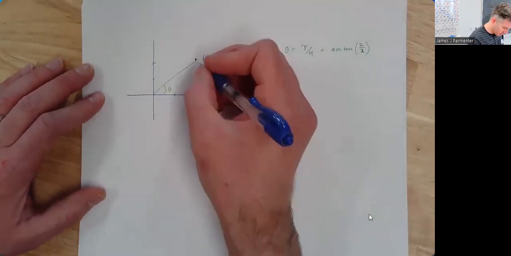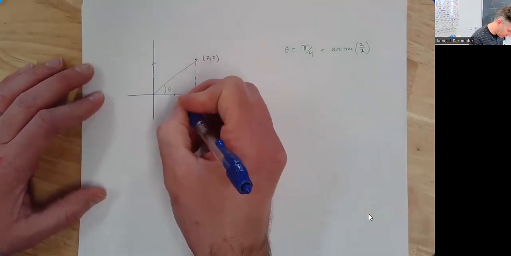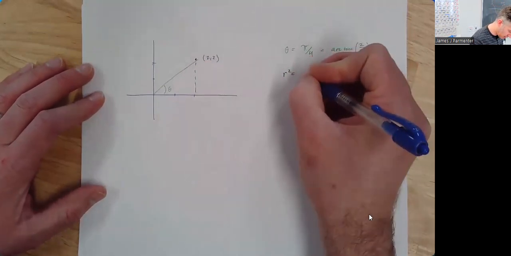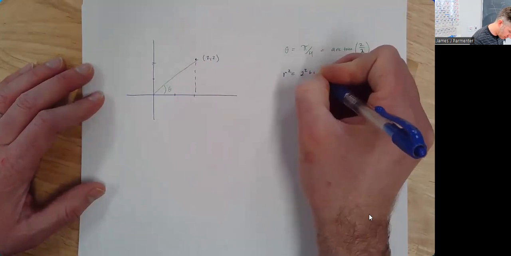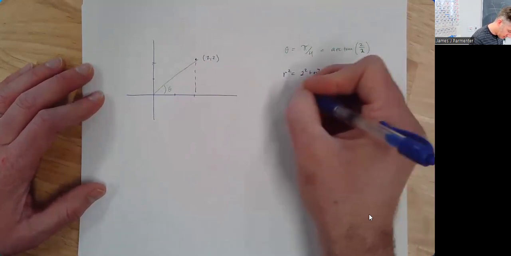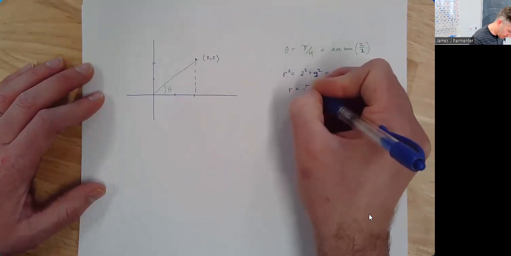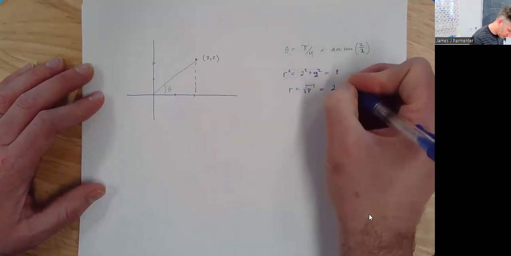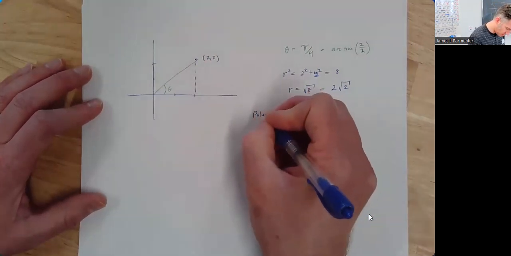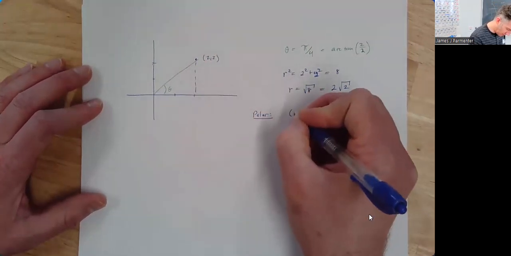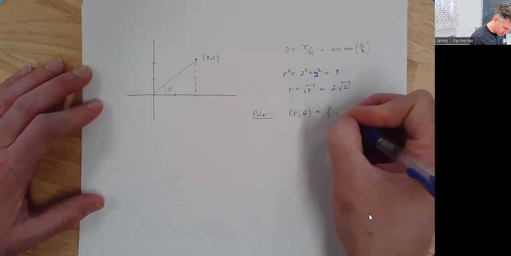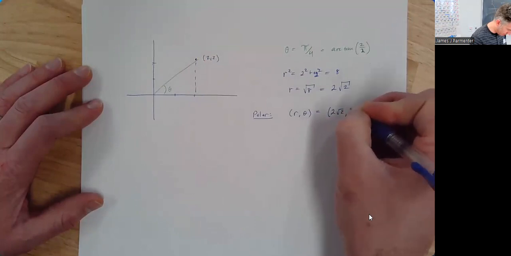And then the radius we could find, well, we know that the x value is 2, we know that the y value is 2. So r squared is x squared plus y squared, which is going to be 4 plus 4, which is 8. So r is going to be the square root of 8, or if you prefer to simplify that, 2 times the square root of 2. So in polar coordinates, we do write the r first and the theta second typically. We could describe this as 2 root 2 comma pi over 4.